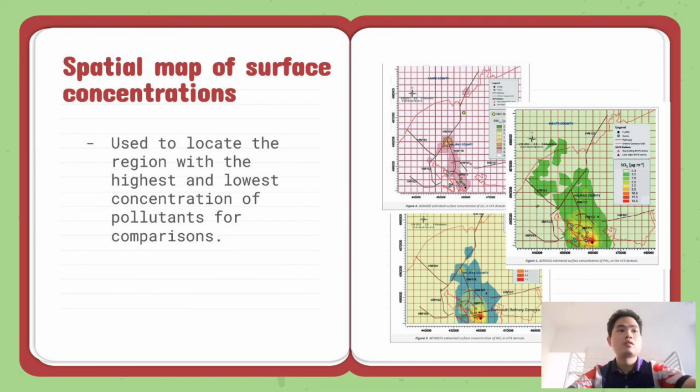What comes after the dispersion modeling results is the spatial map of surface concentrations. This map is also generated using the AERMOD software. From here we can see there are 3 types of maps on the right hand side of the slide, which are the PM2.5, the nitrogen oxide, and the sulfur dioxide concentration distributions respectively. These maps are used to locate the regions with the highest and lowest concentration of the pollutants for comparison purposes.